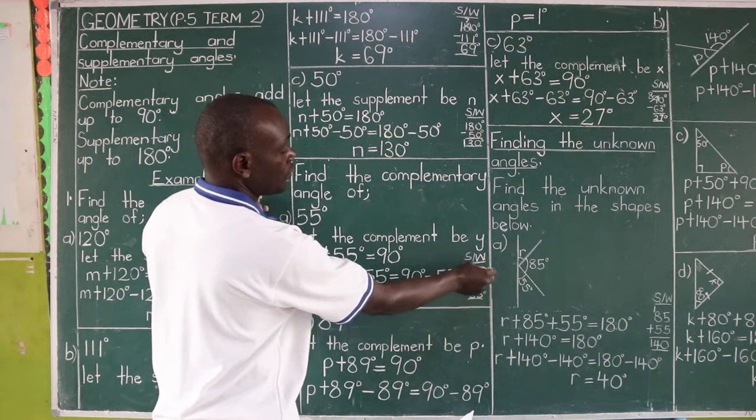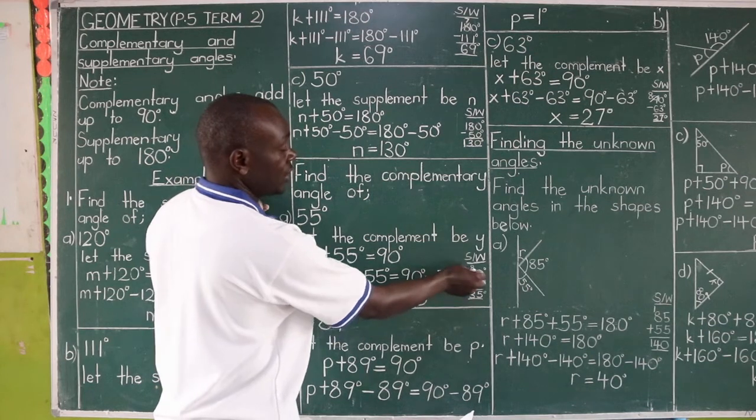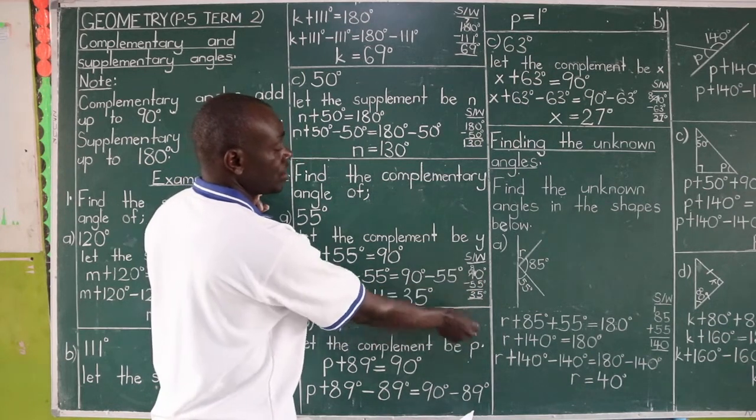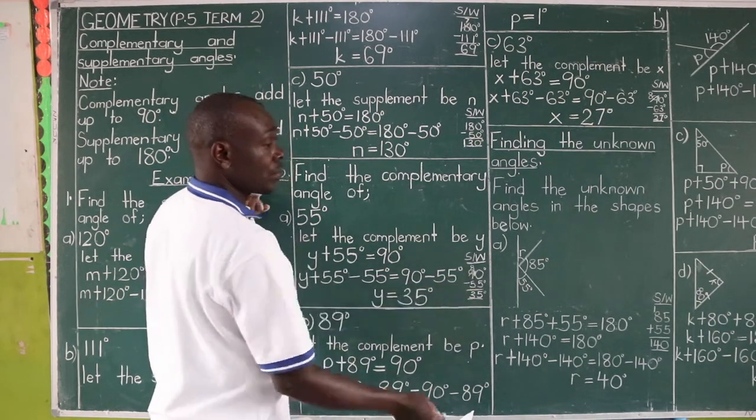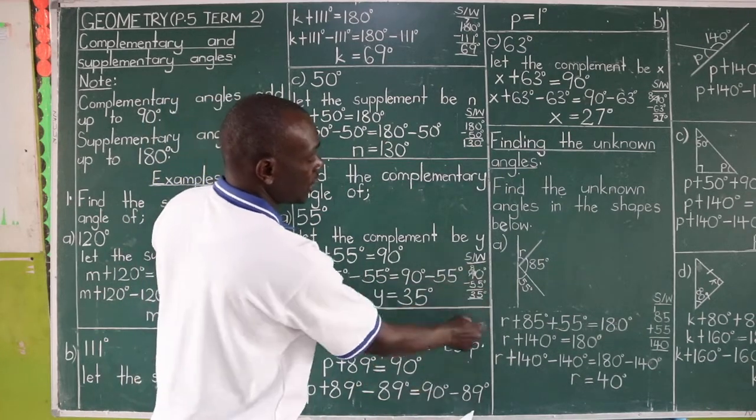So 0 minus 5 is not possible, so after borrowing, 1 is equivalent to 10. We borrow 1 from 9, remaining 8. And what I've borrowed is equal to 10. 10 plus 0 gets a 10. 10 minus 5, you get a 5.